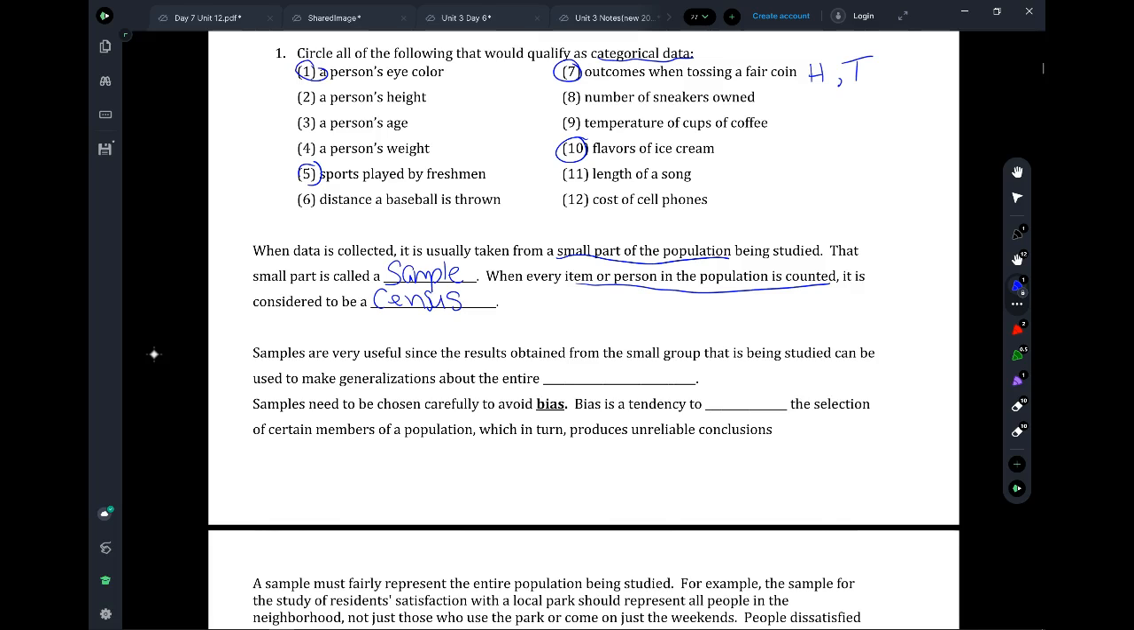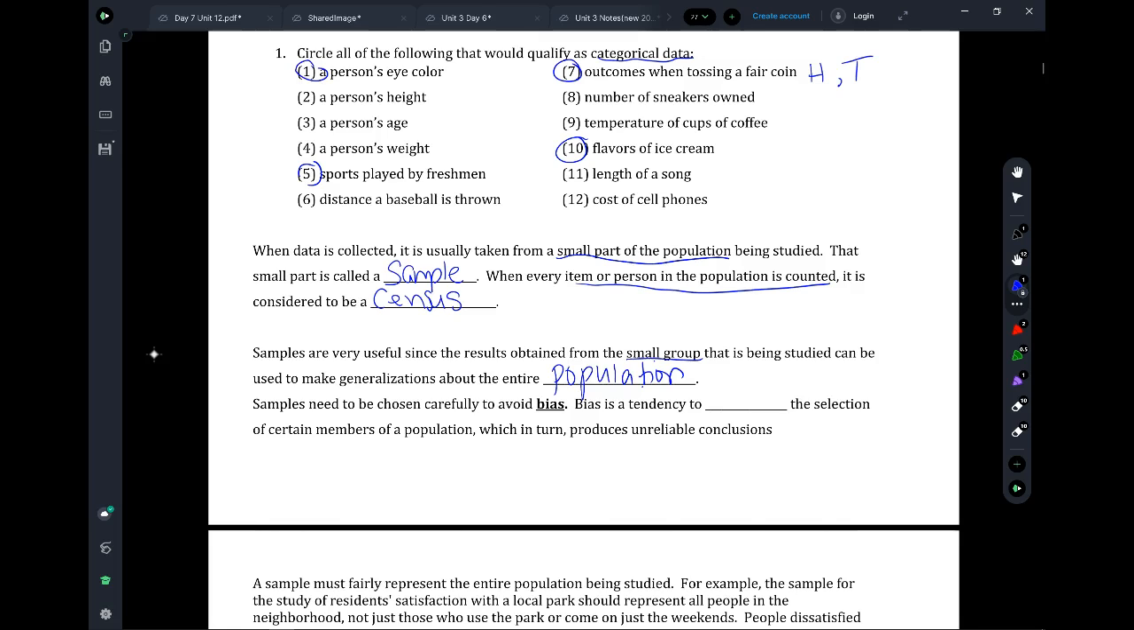So most often we're dealing with samples of a population. Samples are very useful since the results obtained from a small group, a sample group, can be studied to make generalizations about an entire population. My example of asking every 5th person walking into Walmart what their eye color is, that is a sample. Once I get my whole sample from a whole day of asking people going in and out of Walmart their eye color, I can say, well, this is the outcome I got at Walmart. I can kind of say, well, then our entire town or city probably has a similar ratio in those eye color outcomes.